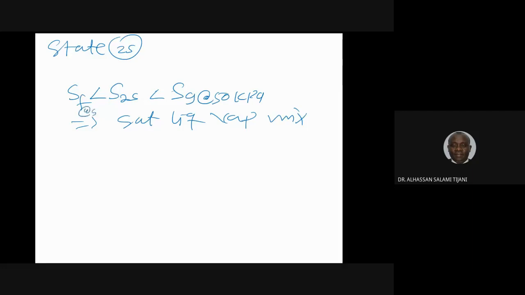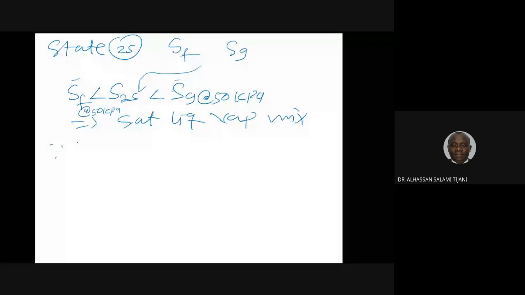So we have to find SF and SG. Then we will compare with this S2S. We discover that this is greater than SF, but less than SG. So it is a saturated liquid-vapor mixture. If that is the case, then we will have the value for X: X2S equals S2S minus SF divided by SFG.